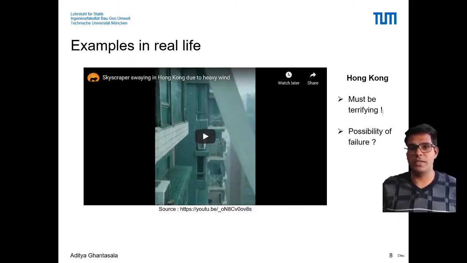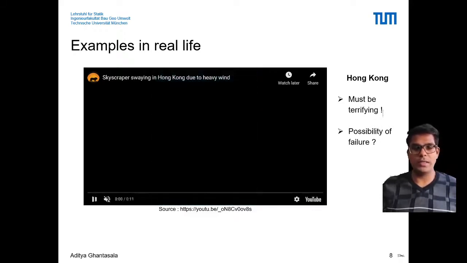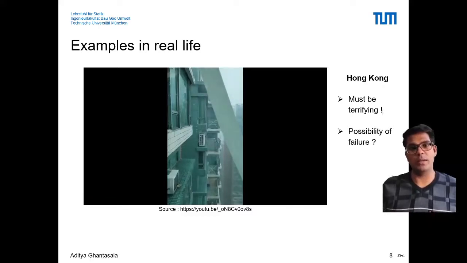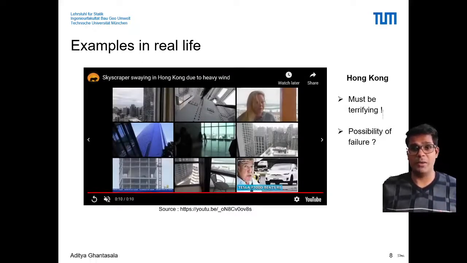Here in this example, we see a tall building which is moving in the wind. This video is from Hong Kong, and probably during a storm or a cyclone. As we can see in this video, the building which has this white spot is moving with the wind. So what is the effect of this? People who are staying in this building may feel terrified, or may feel a bit dizzy because it's moving. This is very inconvenient for people who are living or working in that building.